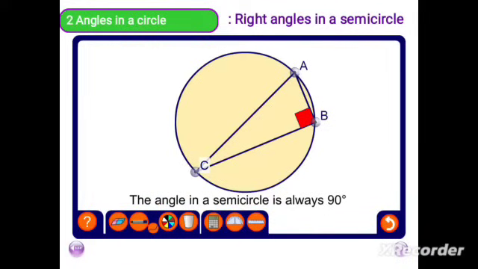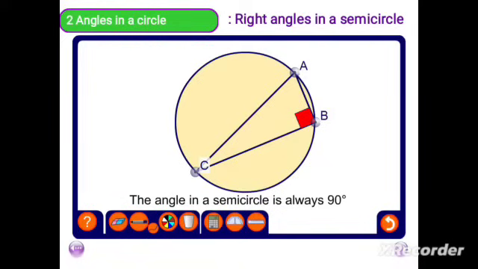Now, moving to angles in a circle, we shall start with right angles in a semicircle, or the angles formed by a semicircle inside a circle. The diagram below is a circle with three points on the circumference, that is A, B, C. And we have A and C to be the diameter of this circle.